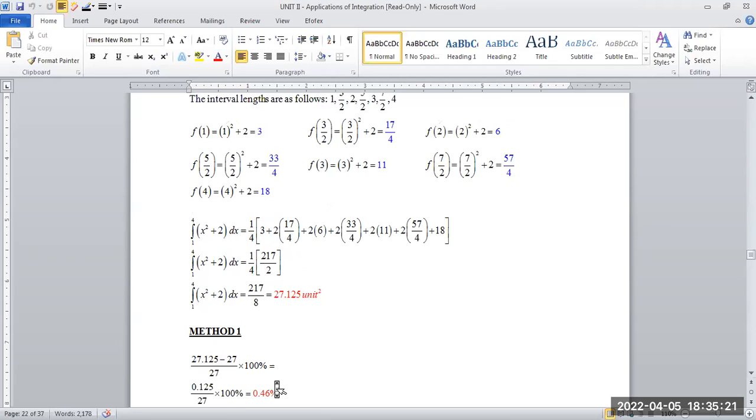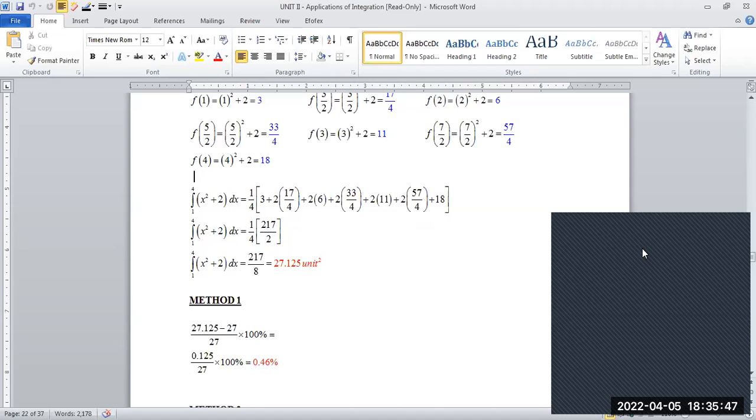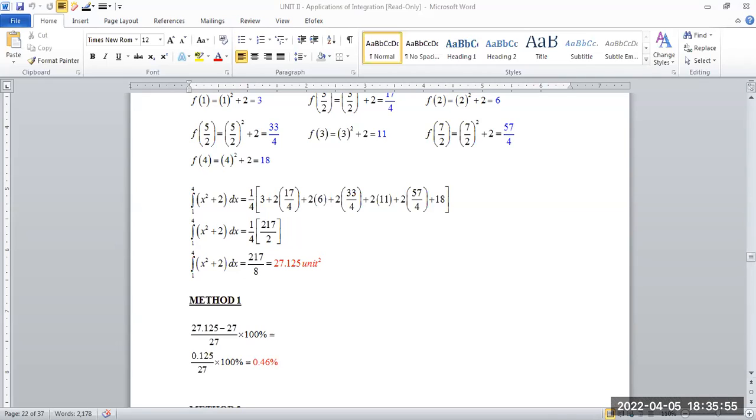So what we're saying here is that the approximated value was 27.125 square units. So 27.125 square units minus 27 over my actual, which is 27, times 100% gives 0.46%. So that's what I'm estimating to be my percentage error. In this case, my percentage error is not even 1% because I came out very close.